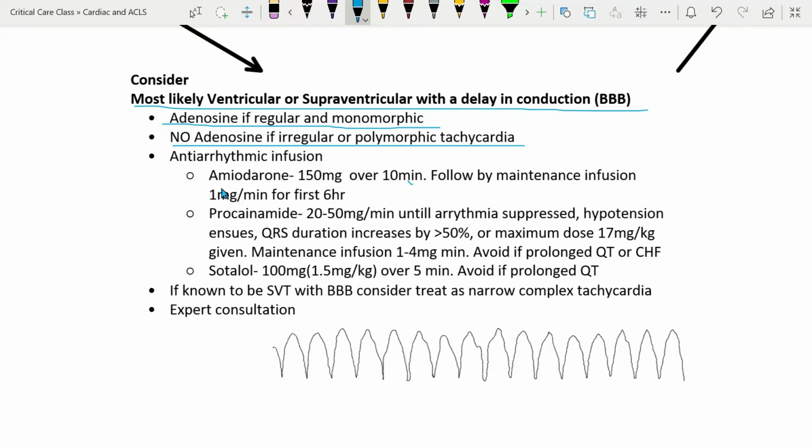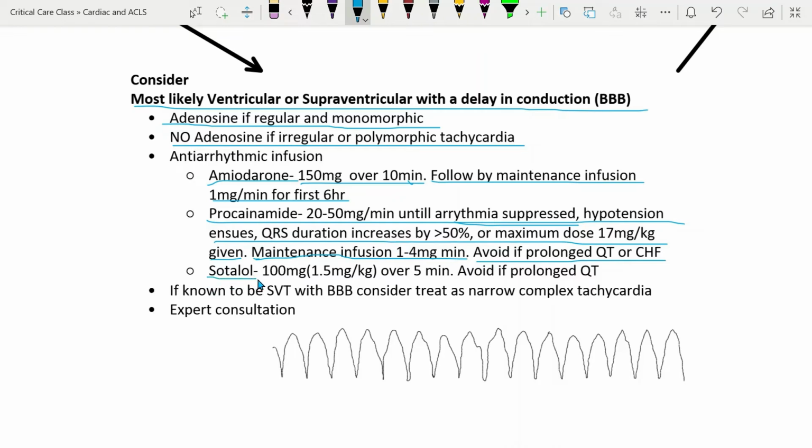Treatment for wide QRS tachycardia could be amiodarone 150 mg over 10 minutes loading dose, followed by infusion 1 mg per minute for the first 6 hours. Procainamide can be given 20 to 50 mg a minute until hypotension ensues or QRS duration increases by 50%, or the maximum dose of 17 mg per kilogram is given, or until the tachycardia resolves. Maintenance infusion of procainamide is 1 to 4 mg a minute. Avoid procainamide with prolonged QT interval or CHF.